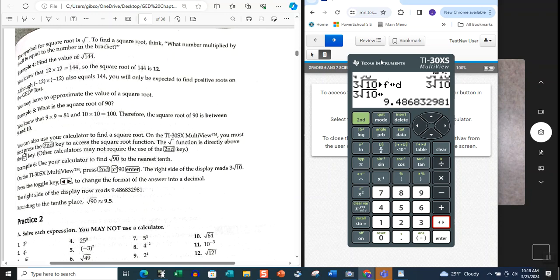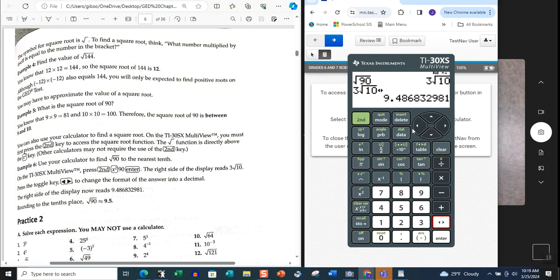So let me redo it, just so that we can get this clear. We'll press second, the x squared key, 90, press enter. It gave you this 3 times the square root of 10. Press the toggle button, and then it will give you the decimal. All right, so now, if you're rounding to the tenth place, it'll round to 9.5.